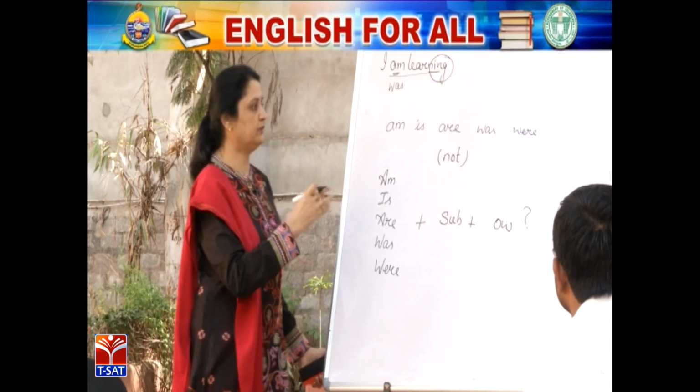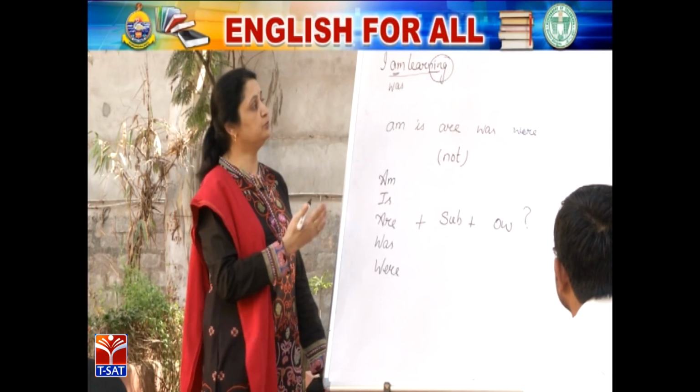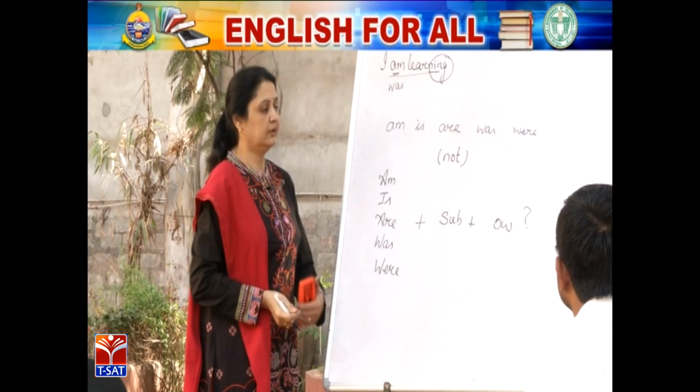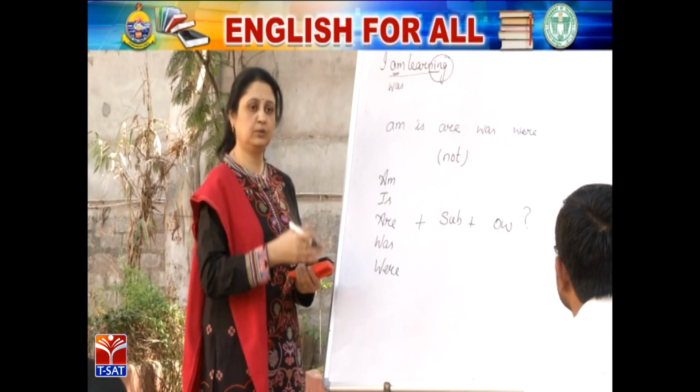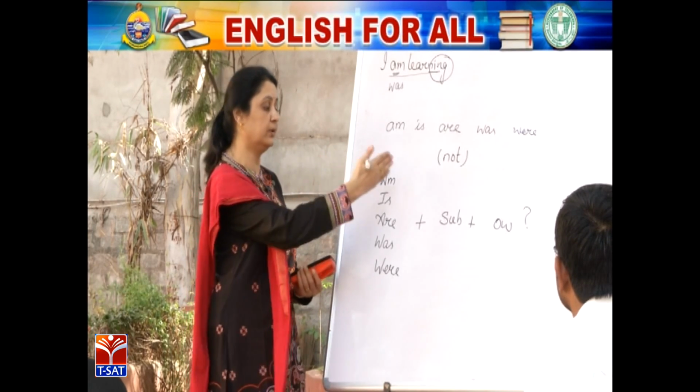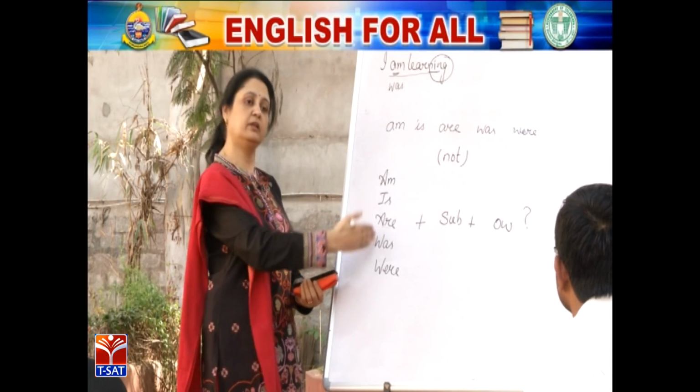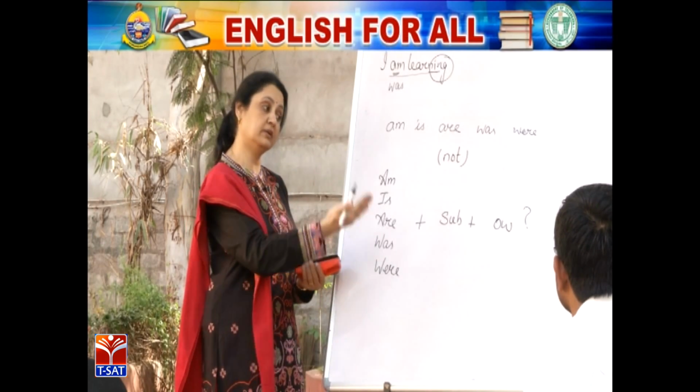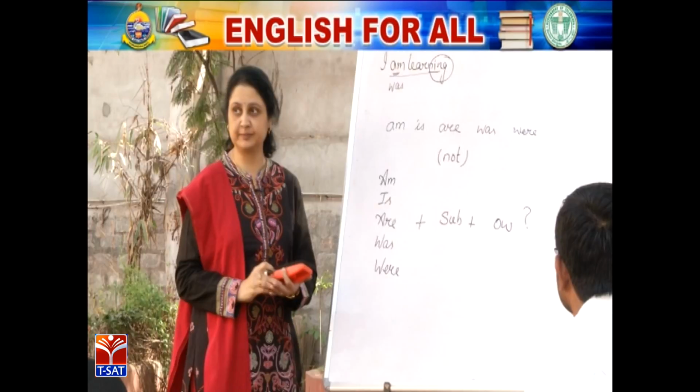Alright, so this is briefly some information about am, is, are, was and were. Alright, if you again want something more, then you can go through any book, and when you are reading, then you should be careful where the be form is used and what all can be used after that. Thank you.